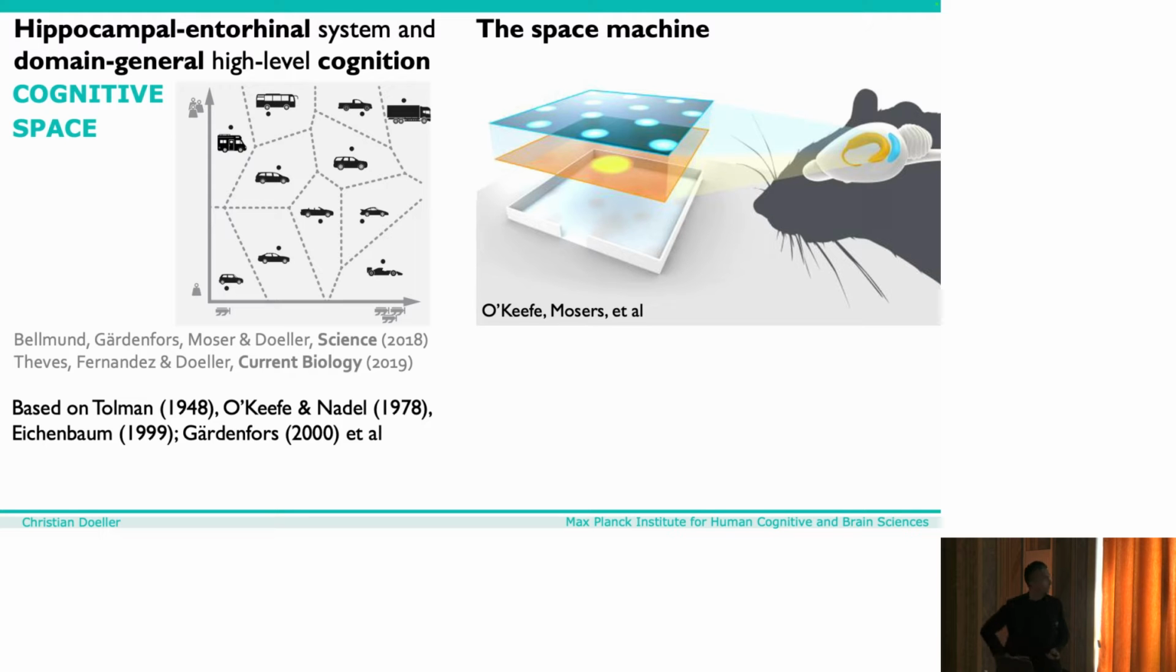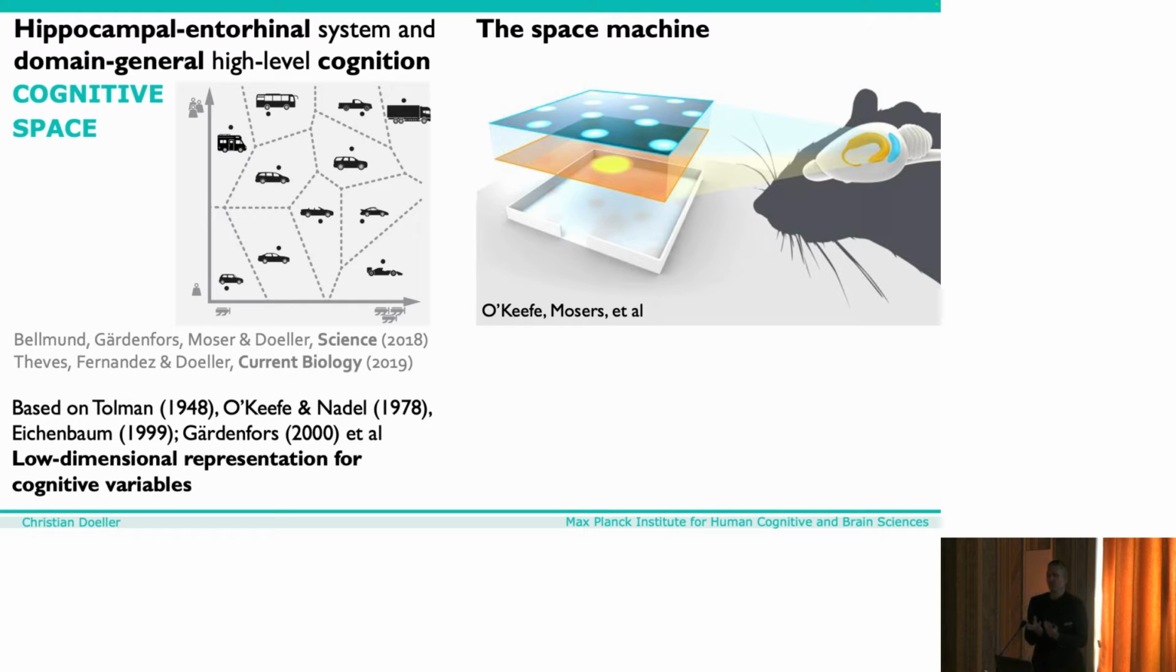Of course, that builds on previous work going back to Tolman in the 40s of the last century with his development of the cognitive map theory, and the idea then revisited in the context of the discovery of the place cells by John O'Keefe and Lynn Nadel in their famous book in 1978, and then of course bringing these ideas outside the spatial domain by Howard Eichenbaum and others.